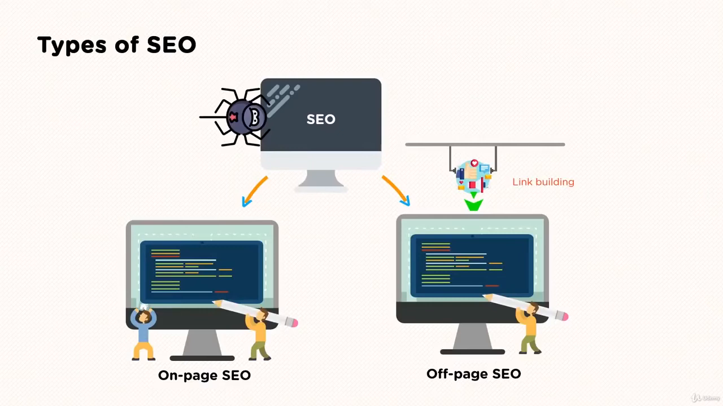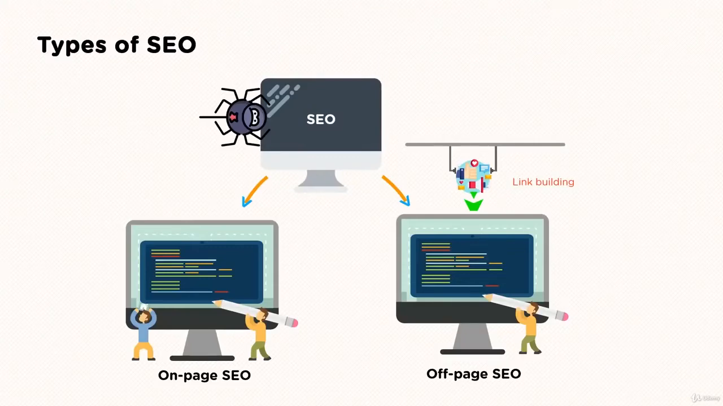So the first strategy we're going to talk about today is on-page SEO. On-page SEO is defined as what we do on our website to be relevant for a query on a search engine. Again, on-page SEO is what we do to our own website.